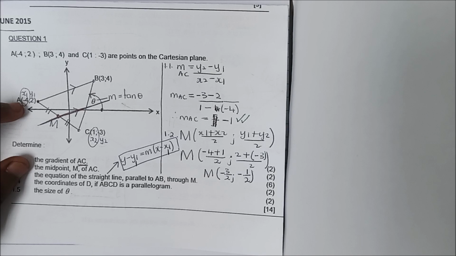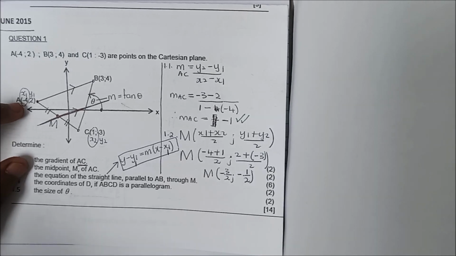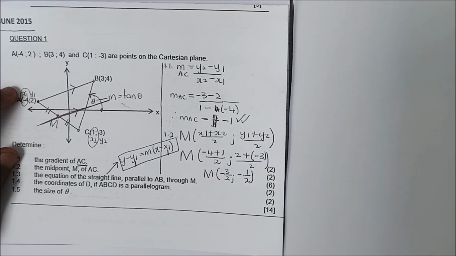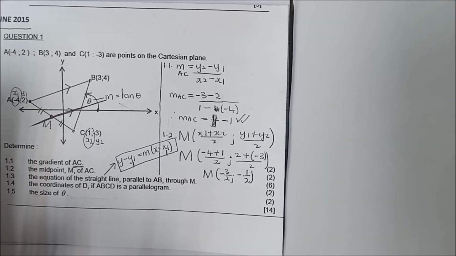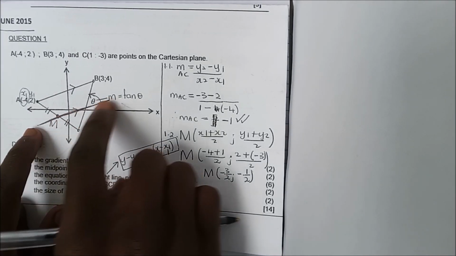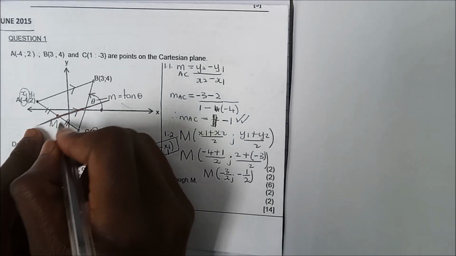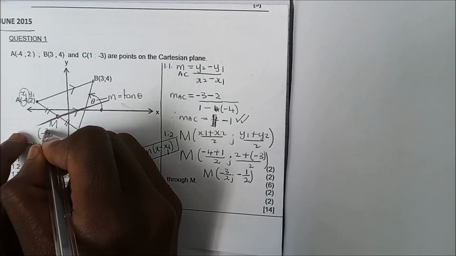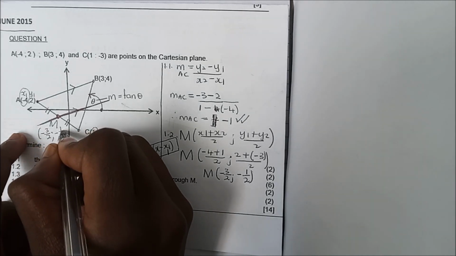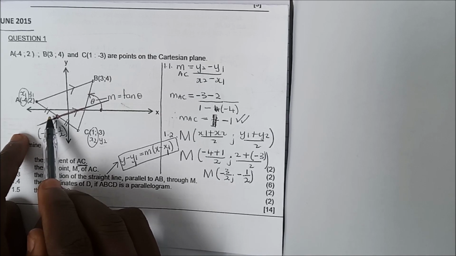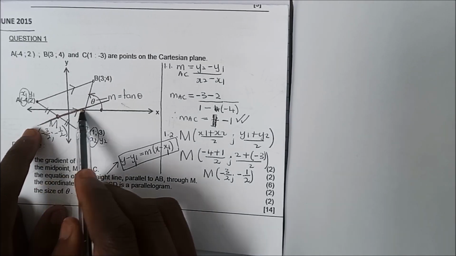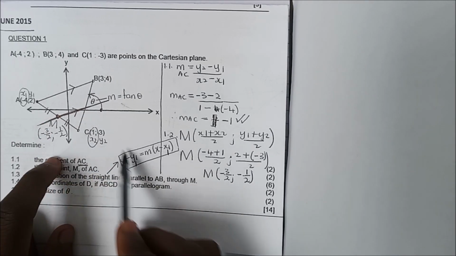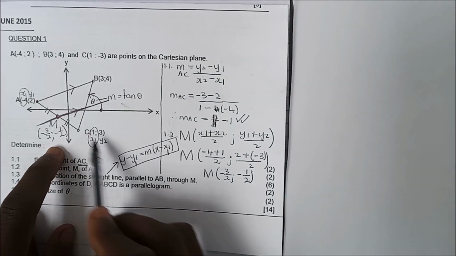So now, what did we say about the gradient of parallel lines? We said if two lines are said to be parallel, that means they have the same gradient. So now with this line, the only coordinate that we know, since they told us it passes through M, is the coordinate of M, that is negative 3 over 2 and negative 1 over 2. Remember, this M is going to be x1 and y1. Now we need the gradient.